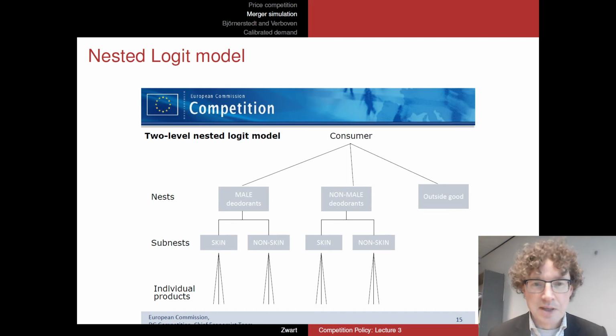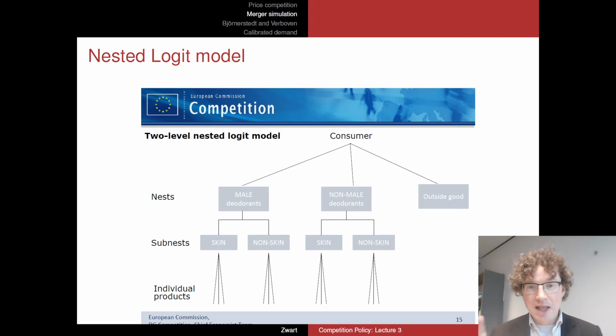So have a look at that. It's not my terminology. So that's the first nest, the first category. Then in addition, it's a two-level nested logit model. So there's a subnest, a second level here. So within each of these categories, the male versus the non-male deodorants, we also make a distinction between those which are particularly advertised as being skin friendly versus those which are not necessarily, which don't have that as their primary quality.